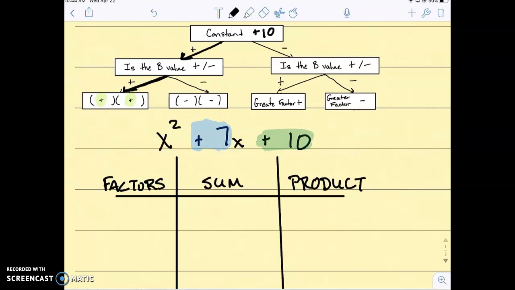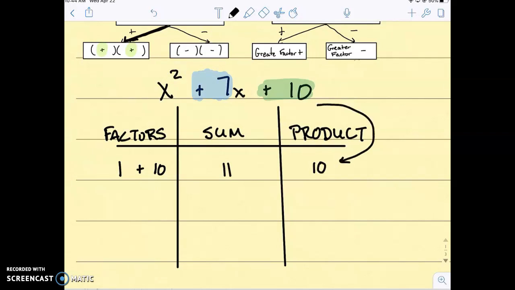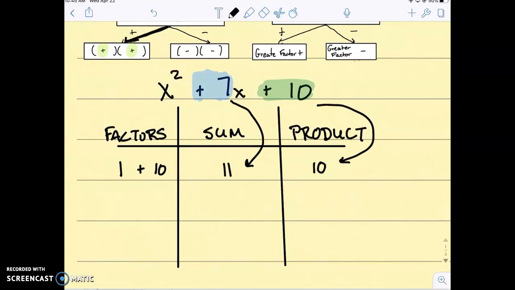Well, check it out. Let's write down the factors of 10. We have positive 1 and positive 10. So if I have positive 1 and positive 10, the sum is 11 and the product is 10. My products match, so that's good. My sum does not. So because my sum doesn't match, these are not the factors I'm going to use.